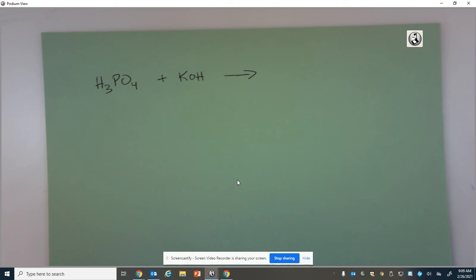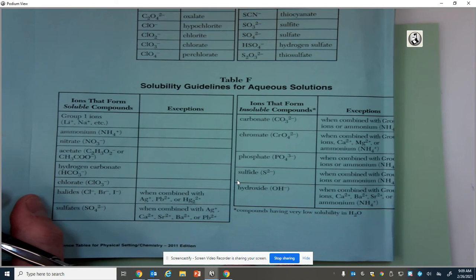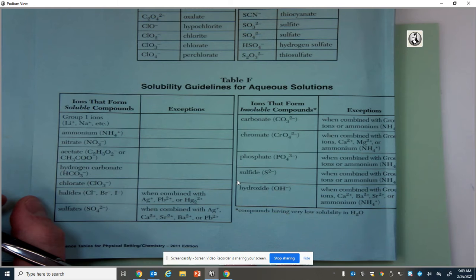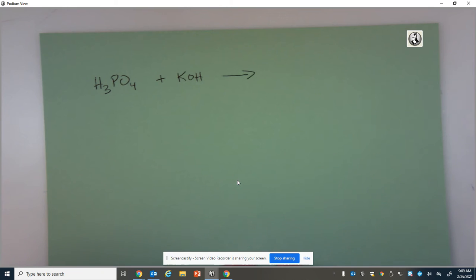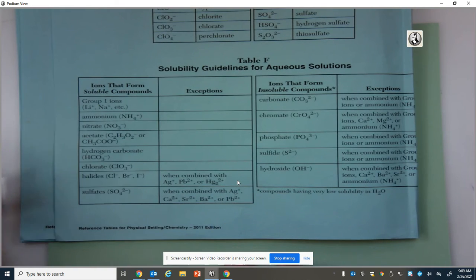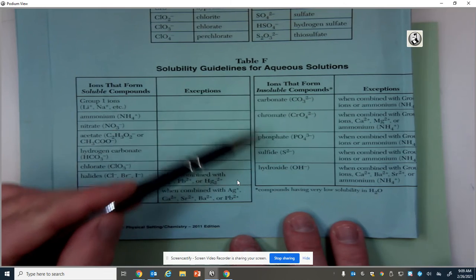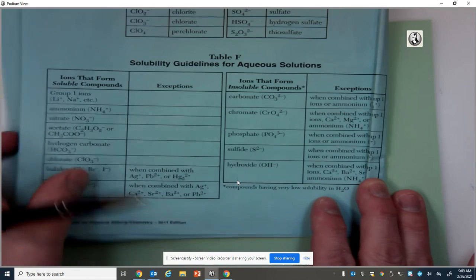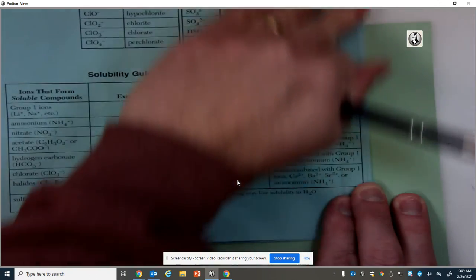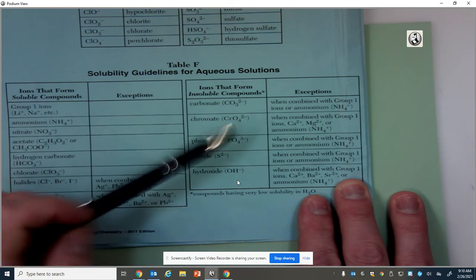Now, one thing we do have to do is check to see if the reaction will occur. What we would do to see if the reaction would occur is look on reference table F to see if the compounds are soluble or not. If any of the reactants are insoluble, the double replacement reaction won't occur. So our first compound is H3PO4. Phosphates are generally insoluble, except when combined with, it gets cut off on here, a group 1 ion. And since hydrogen is considered a group 1 ion, this one is a soluble compound. So the H3PO4 is soluble, so that works.